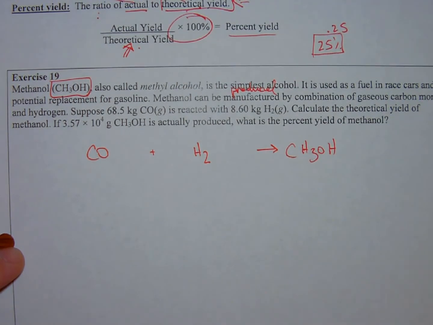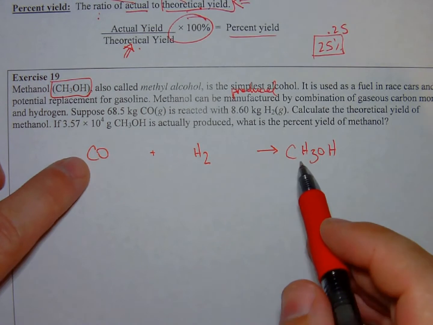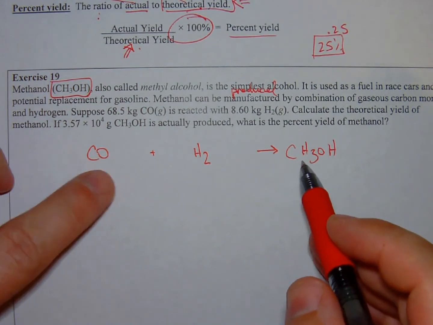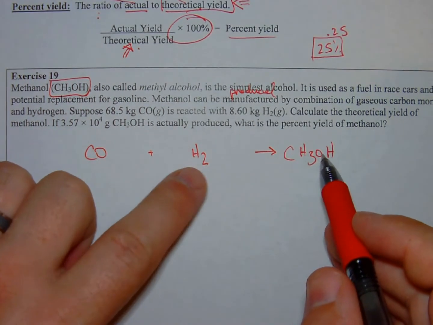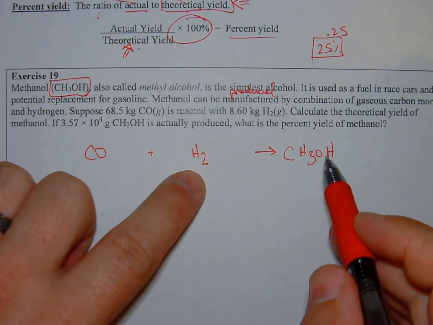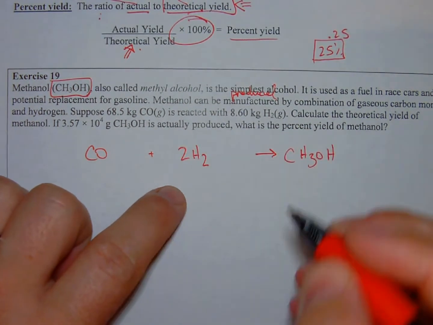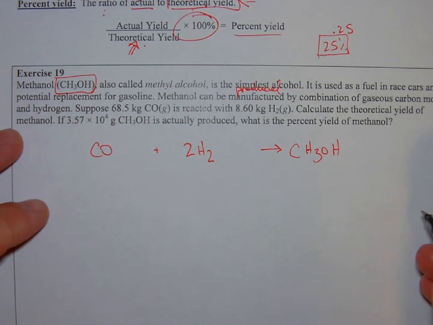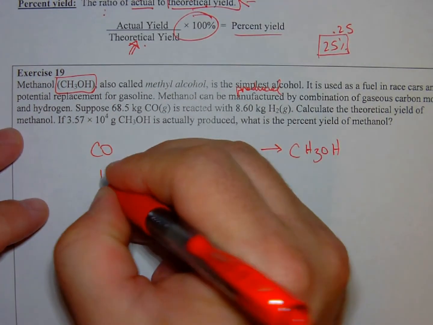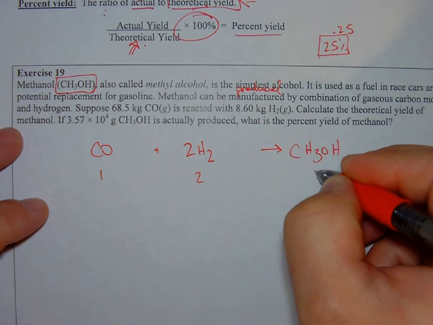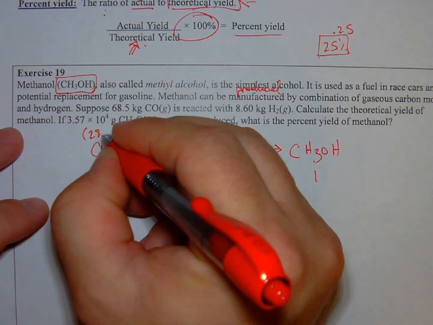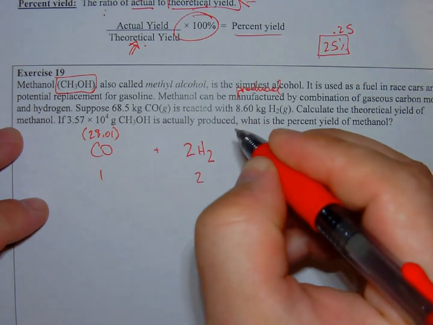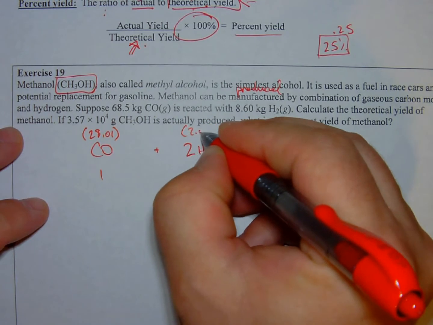Next up, let's balance this equation. One carbon on each side, that looks good. Oxygen, one on this side, one on this side. Hydrogen, 2 on this side, 1, 2, 3, 4 on this side, so I'll have to double this. And we're balanced. So our mole-mole ratios are 1 to 2 to 1. Let's write in our molar masses. If you need to pause to do some calculator work to double check that I'm doing this correctly, feel free.